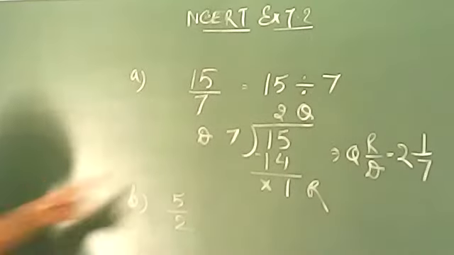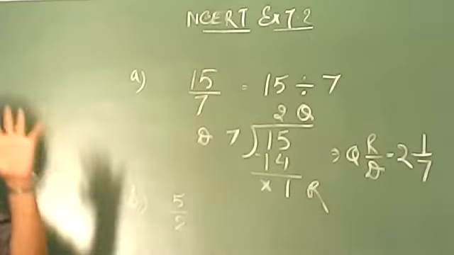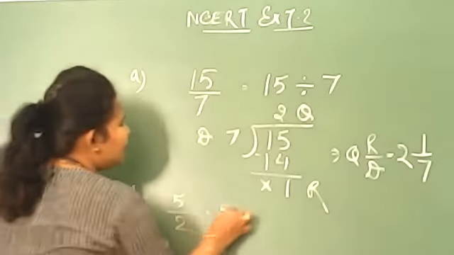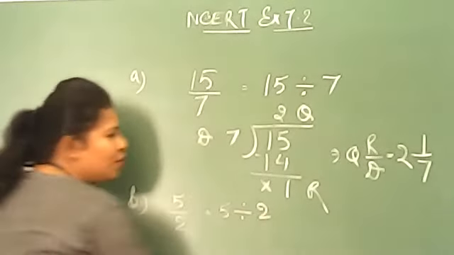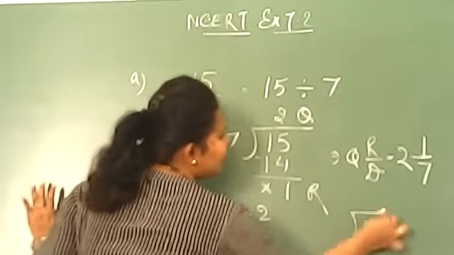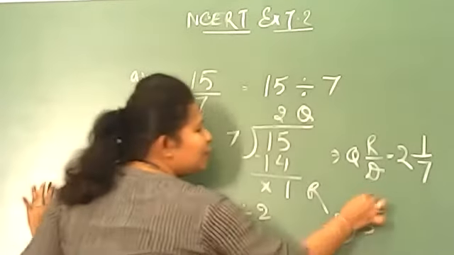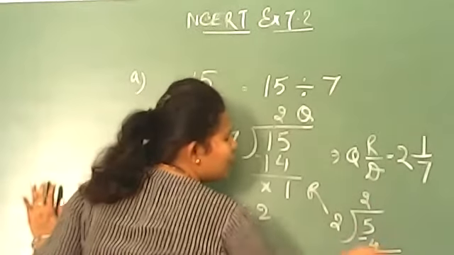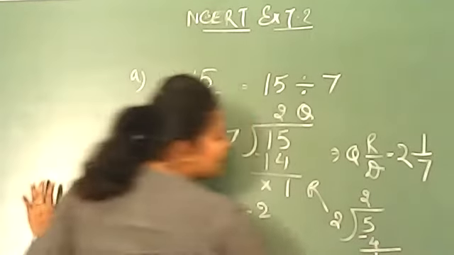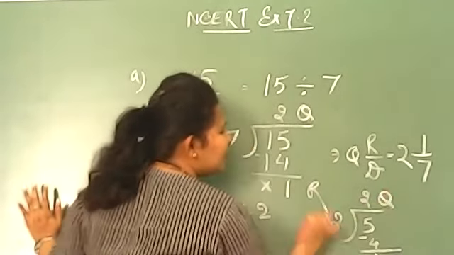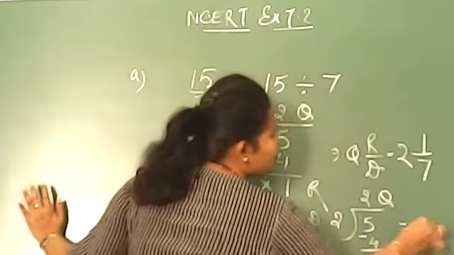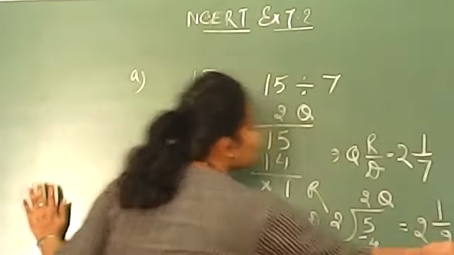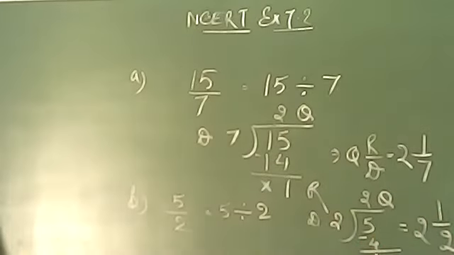See, the question was 5 by 2. The process will remain very easy again. 5 by 2 means 5 divided by 2. 5 will come inside, 2 will be outside. 2 twos are 4. 1 is remainder. R is this, Q is this, D is this. So 2 whole, 1 by 2. Finished. Okay.